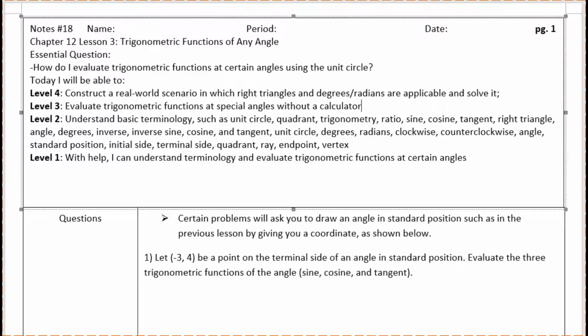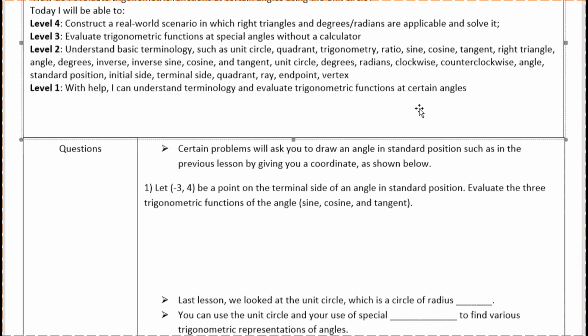So today we're hoping that after this lesson you're going to be able to evaluate trig functions at special angles using the unit circle. You're going to be doing this without a calculator. You're going to get the exact answer as opposed to just the decimal answer. We're going to be using the special angles that we talked about last time, which were 30, 60, 90, 45, and so on. All right, so let's begin.